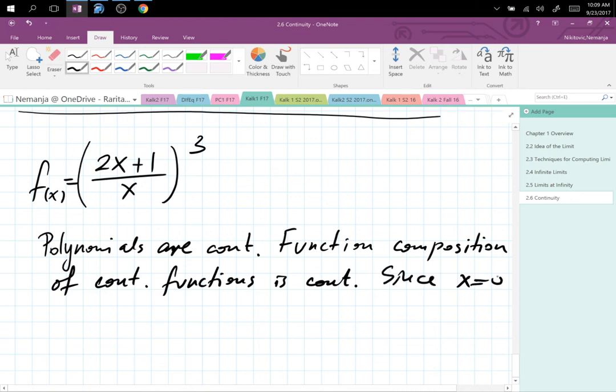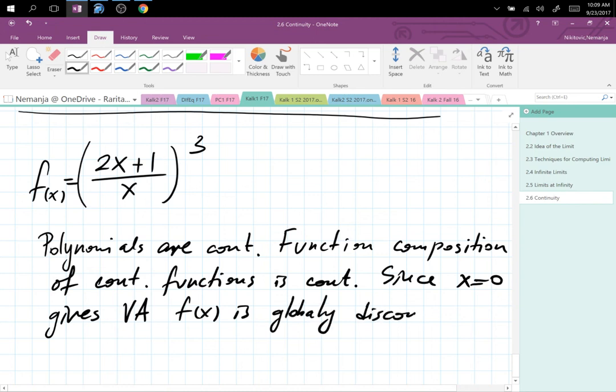Since x equals 0 gives a vertical asymptote, f of x is globally discontinuous. Done. So we have three polynomial pieces. There's a function composition involved as well. And then all together, because the denominator equals 0, the whole thing is discontinuous, and that's the end of the story.